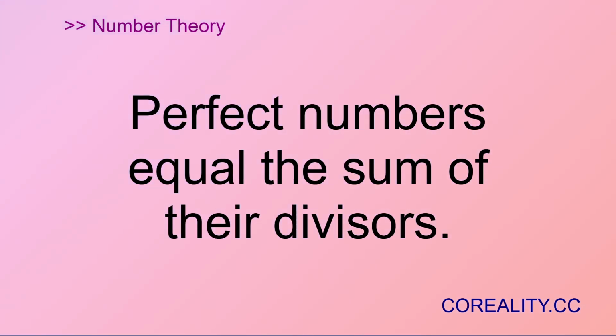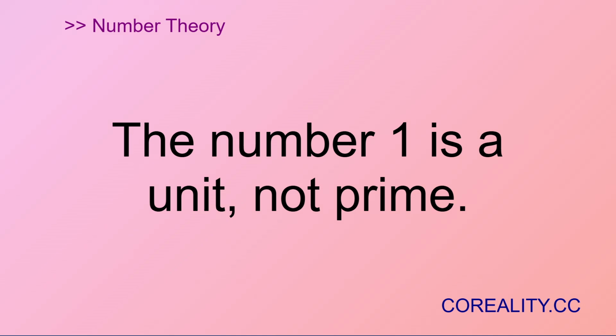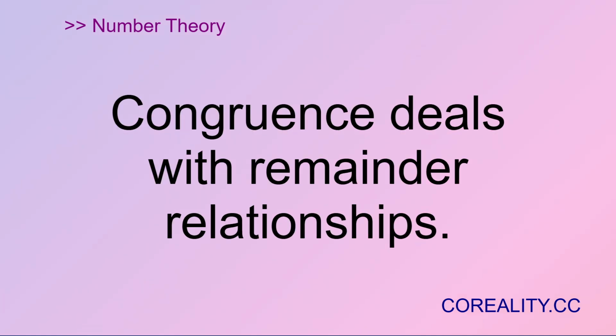Perfect numbers equal the sum of their divisors. A square number has an integer square root. The number 1 is a unit, not prime. Congruence deals with remainder relationships.